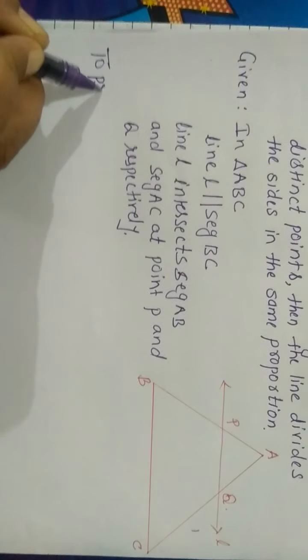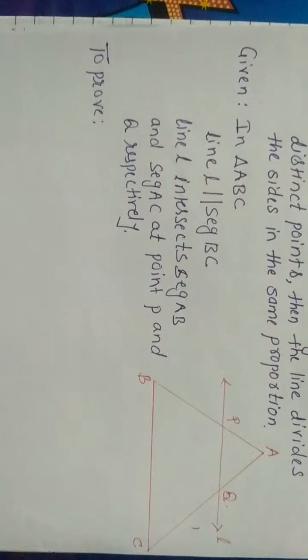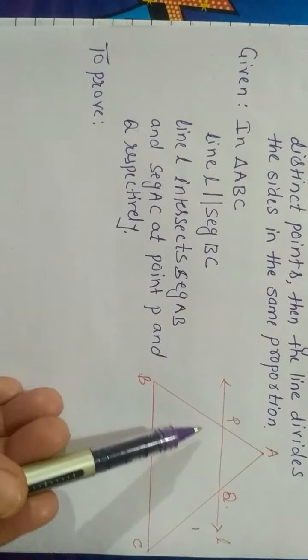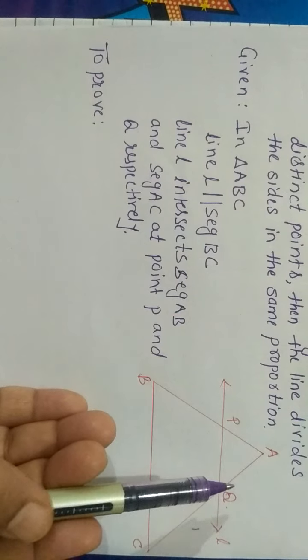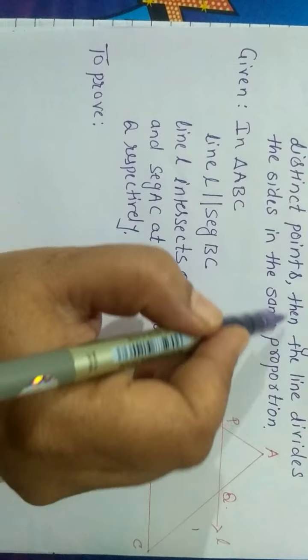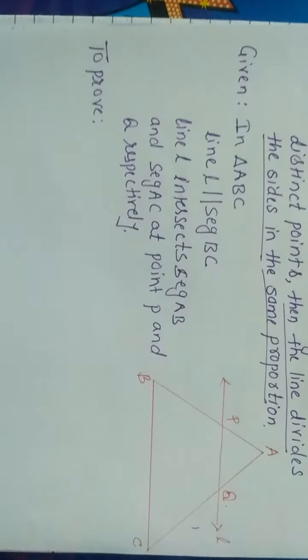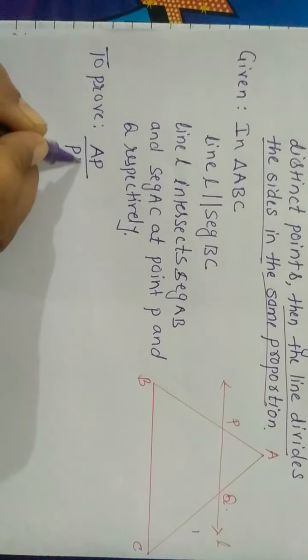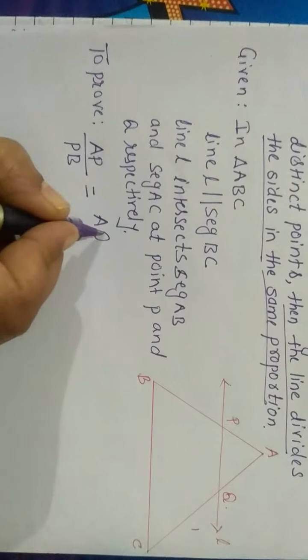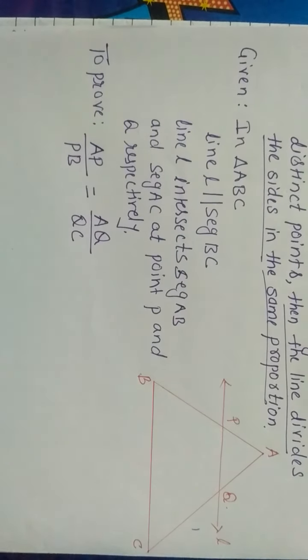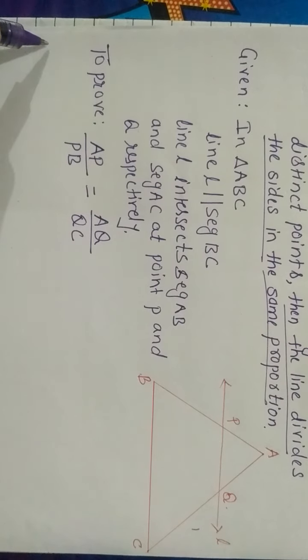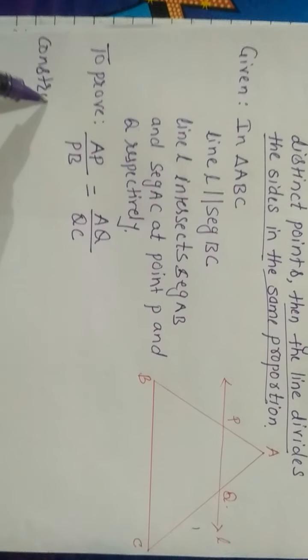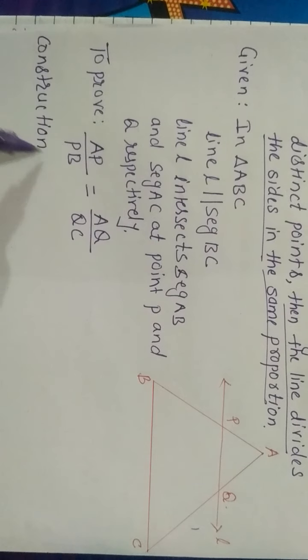Then what to prove? We are going to prove that AP by PB is equal to AQ by QC. That is the concept: if a line intersects the sides at two distinct points, then the line divides the sides in the same proportion. So we are proving AP by PB equals AQ by QC. To complete this theorem, we need to do a certain construction on this diagram.